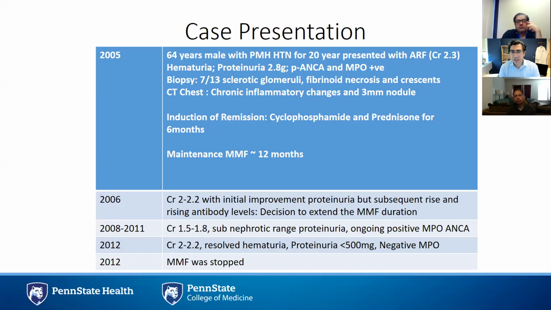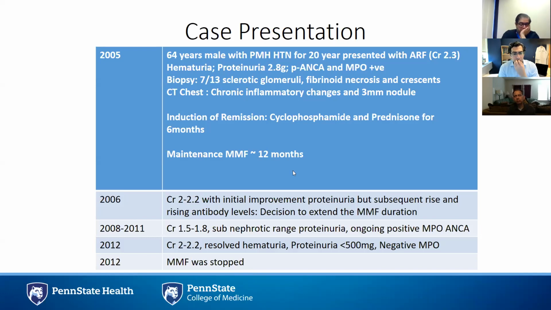There was a classic finding, and for the audience, fibrinoid necrosis is a hallmark, classic finding for ANCA-associated vasculitis. There were crescentic GN as well. There were also some lung changes, chronic inflammatory changes with a 3 millimeter nodule at that time. So the patient was treated with induction of remission therapy, cyclophosphamide and prednisone for 6 months. This is back in 2005. Then the maintenance regimen used was mycophenolate mofetil for 12 months.